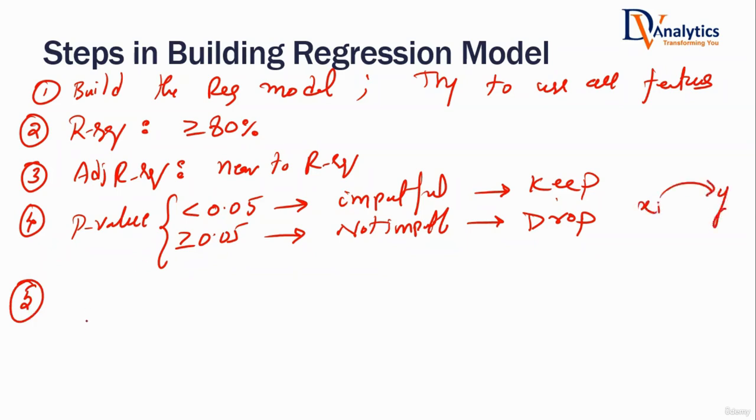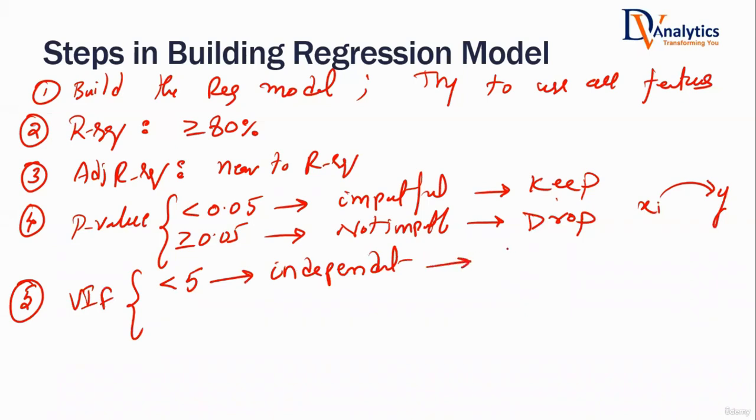What is the next thing that you'll do? Check the VIF values. Based on VIF, how do you pick and choose? VIF less than 5, that feature is independent. What do you mean by independent? It carries independent information. Less than 5 means it has no connection to the other variables. In that case, are you going to keep or drop? Keep. It carries independent information.